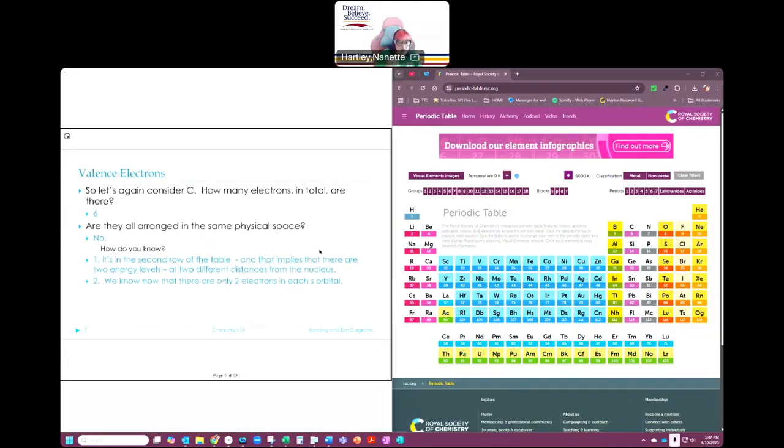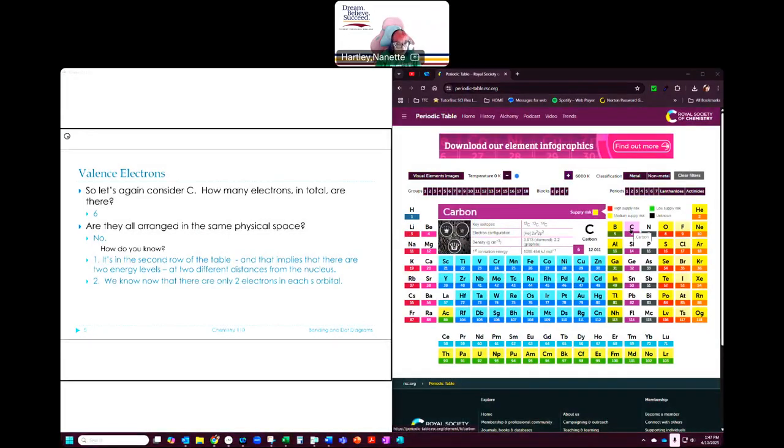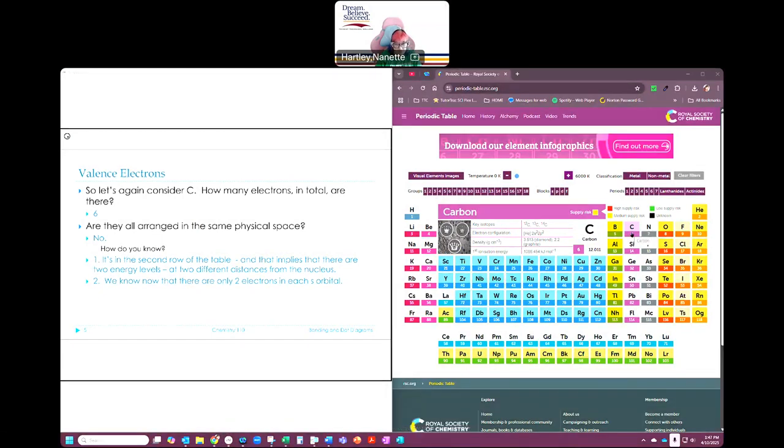So let's talk about valence electrons. Let's consider carbon. How many electrons in total are there on carbon? Carbon's right here. His atomic number is 6, so he should have 6 total electrons. Now, are they all arranged in the same physical space?